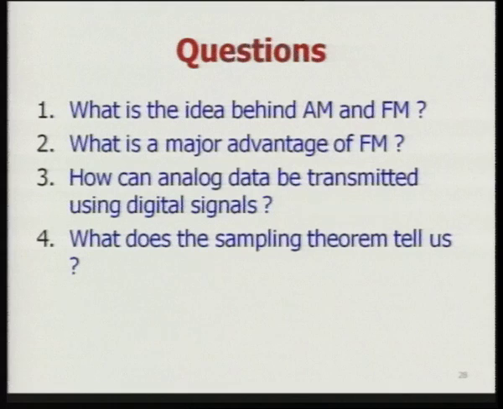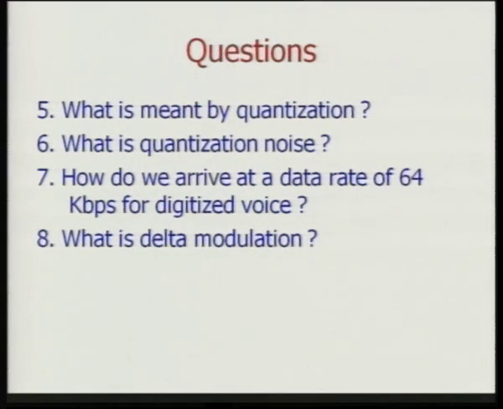A few questions that you can try out to understand what has been done over here. Question number 1, what is the idea behind AM and FM? Question number 2, what is the major advantage of FM? Question number 3, how can analog data be transmitted using digital signals? Question number 4, what does the sampling theorem tell us? Question number 5, what is meant by quantization? Question number 6, what is quantization noise? Question number 7, how do we arrive at a data rate of 64 kilobit per second for digitized voice? Question number 8, what is delta modulation?